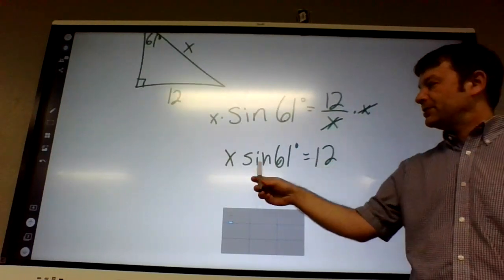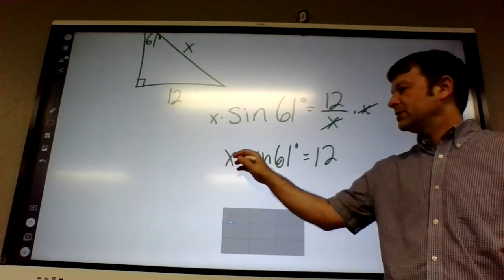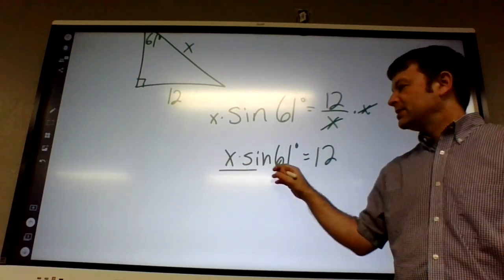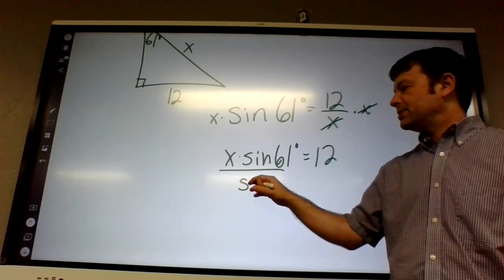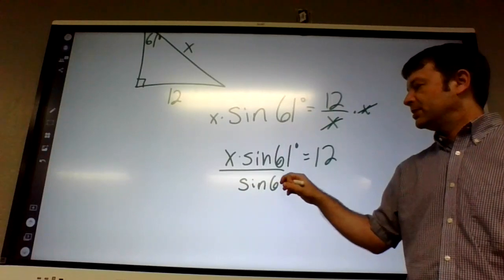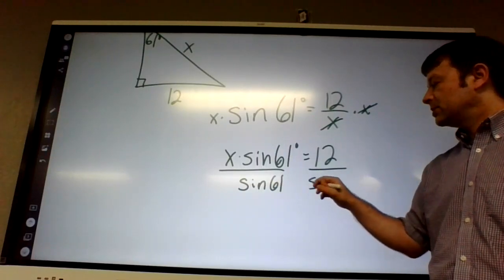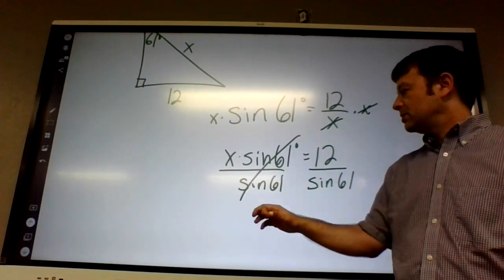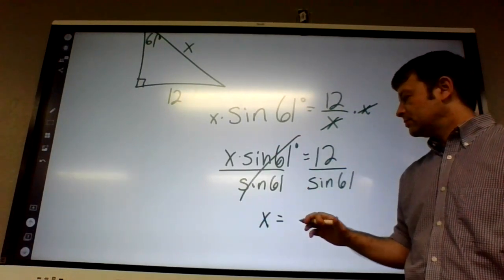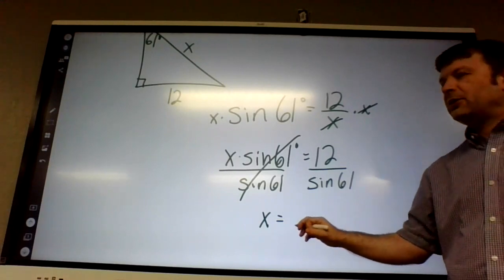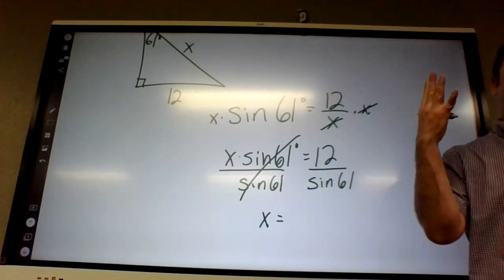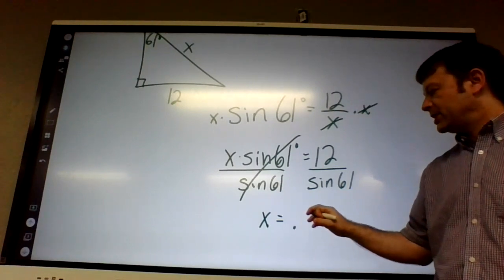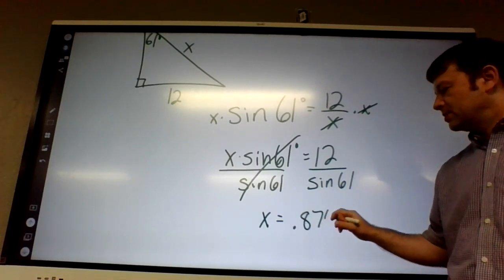Then how do we solve this for x? How do you get rid of a multiplied value? Divide. Sine of 61 is some weird decimal number that your calculator tells you. 0.8746. Yeah, just like yesterday, we're rounding to the fourth decimal place. So, Will, what'd you get? 0.8746.